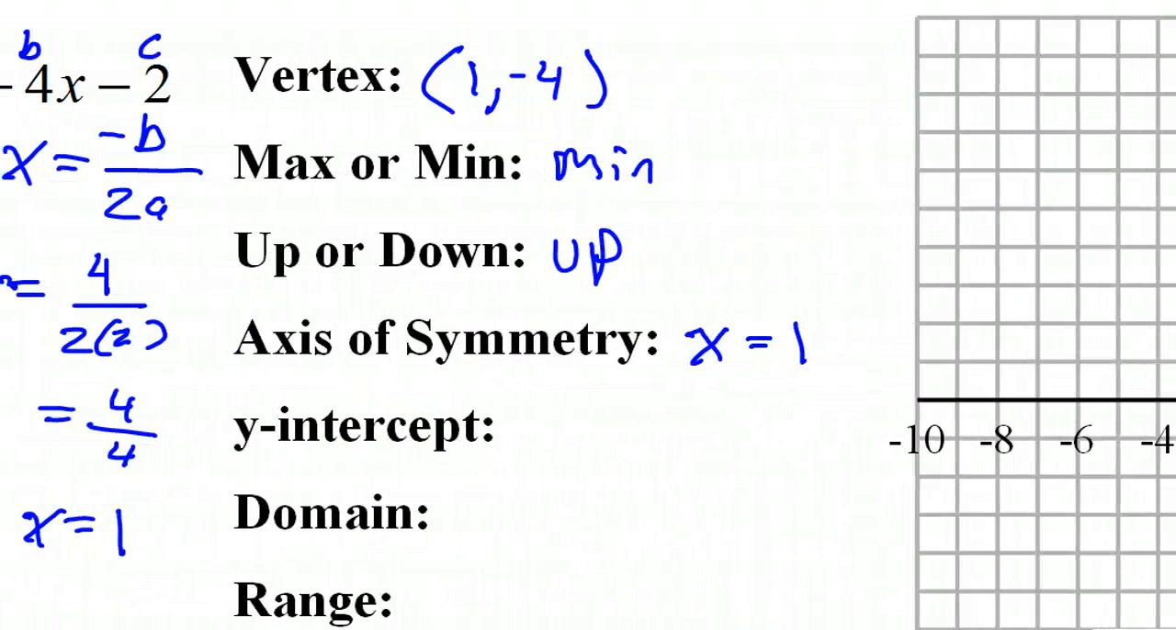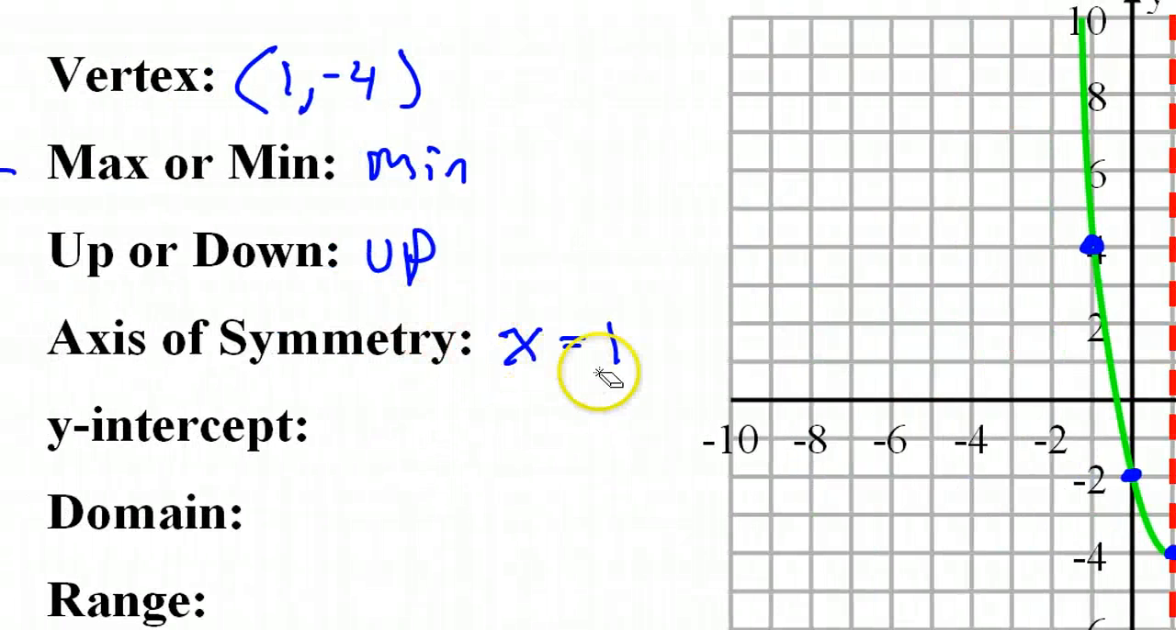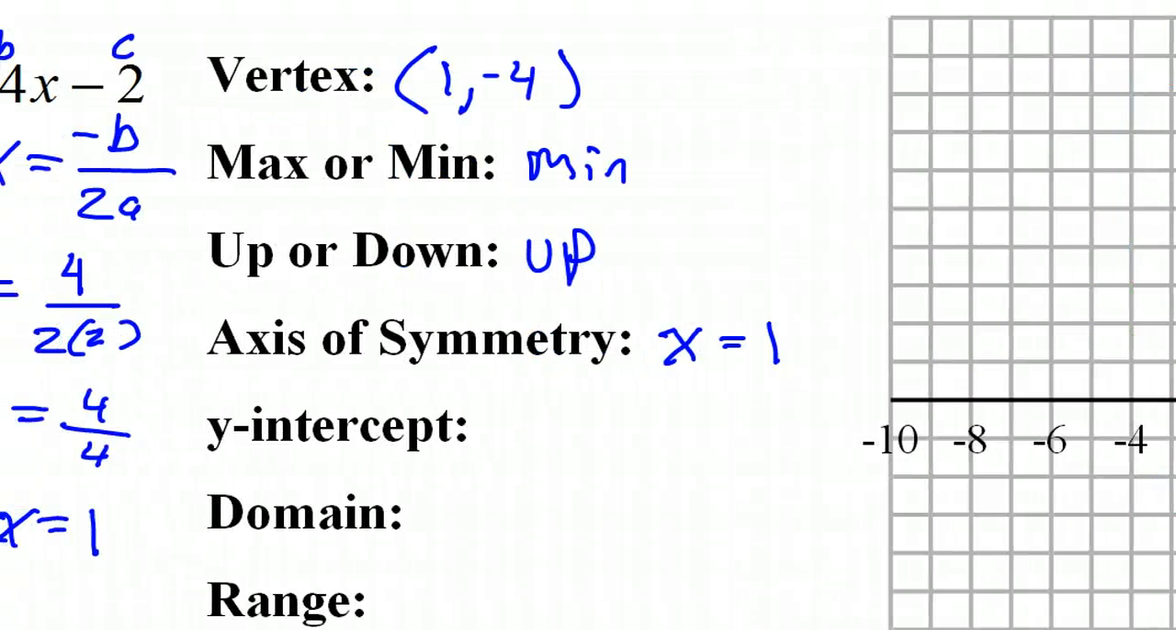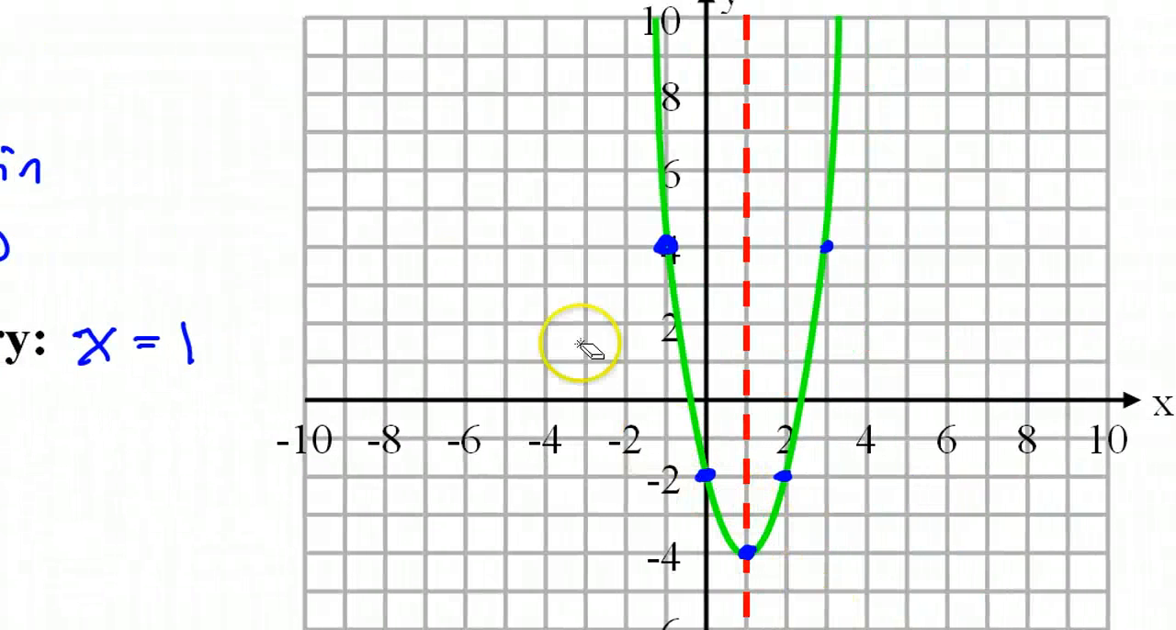Anyway, we already put the axis of symmetry, but let's take another look at it. The axis of symmetry is a vertical line at 1, so that's x equals 1. Alright, you must put x equals 1, don't just put 1. Not good enough.